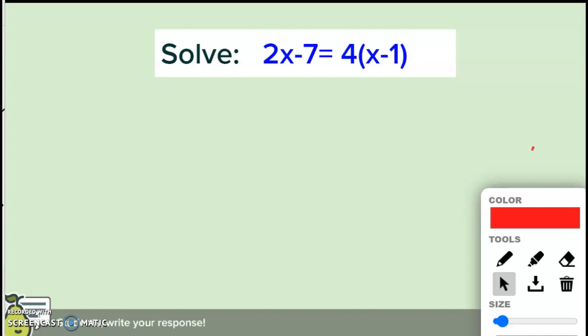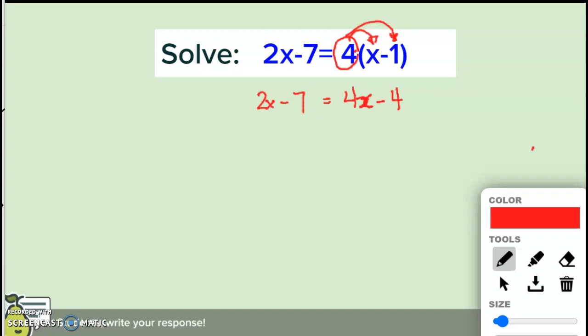x minus 1. I cannot do anything with that. However, I know that 4 is being multiplied to x minus 1. So 4, the whole thing. So what I can do is multiply 4 to each of the parts inside the parentheses. So I multiply 4 times x, that becomes 4x. And 4 times negative 1 is negative 4. Okay, and that is equal to 2x minus 7 on the other side.